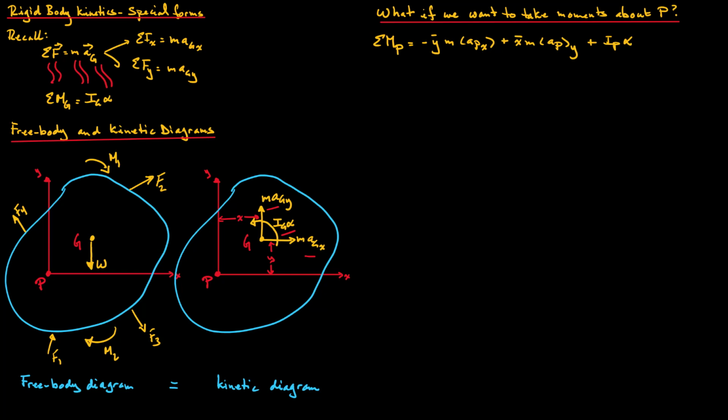So it would be advantageous to actually be able to express the above net moment on the rigid body in terms of kinetic variables at the center of mass. So these are the ones that we're talking about.